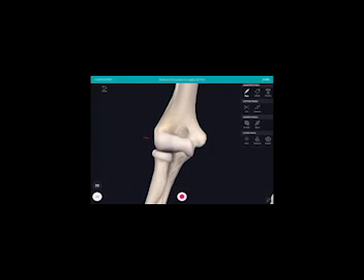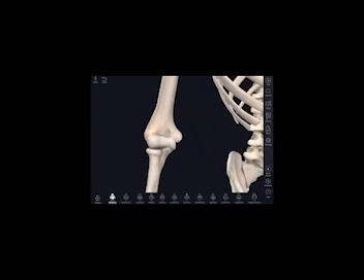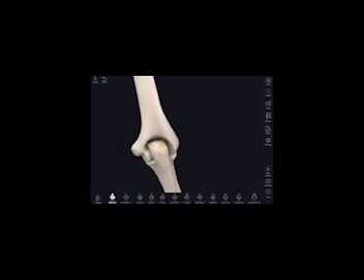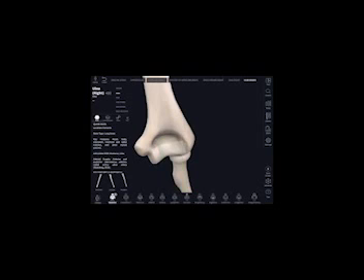I want to quickly see the back, the posterior aspect of it. So I'm going to slowly turn it. Here, I'm going to hide the ulna.